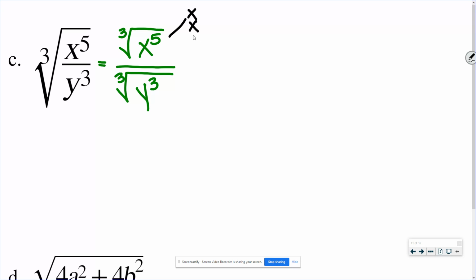So I have x to the 5th. That's x times x times x times x times x. And I have a cube root, so I need 3 of the same thing to be able to remove it, which I do. So I have 3 x's, so I'll remove that. And I have 2 x's left over, right? 2 x's left over. So inside of my radical, I have 2 x's.